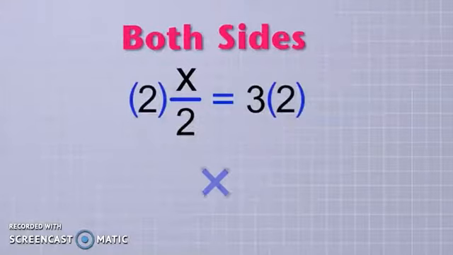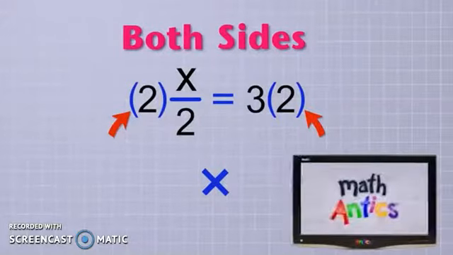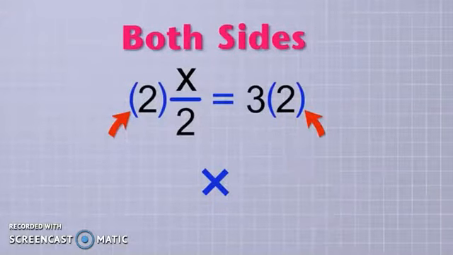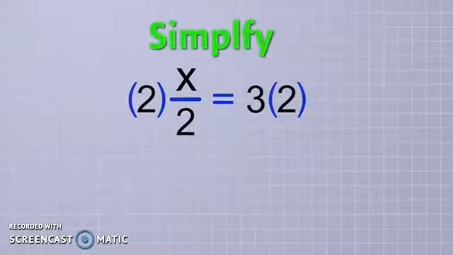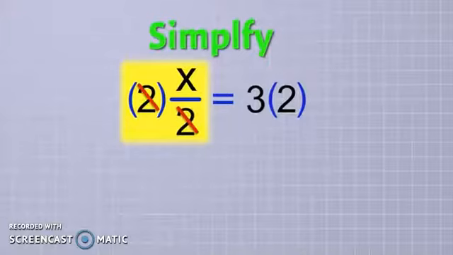Instead of writing the multiplication sign, I'm using the parentheses notation that we learned about in the video called What is Algebra? Remember, the multiplication is just implied. Now to simplify. On the first side, the 2 on top cancels out the 2 on the bottom, since 2 divided by 2 is just 1.